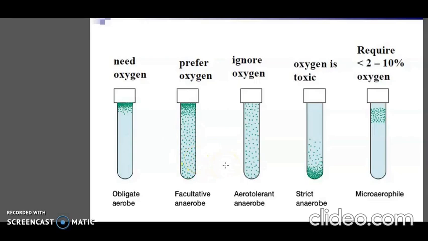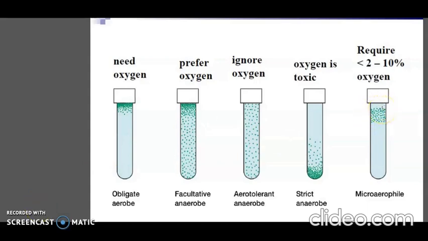The next group is the aerotolerant anaerobes. They are anaerobes which do not require oxygen for growth, but the presence of oxygen does not affect their growth. They can tolerate oxygen even though they don't use it to produce energy. Example of this category is Enterococcus faecalis. The next group is the obligate or strict anaerobes. These organisms cannot tolerate oxygen at all. They die in the presence of oxygen. Example of this group is Bacteroides, Fusobacterium, etc.